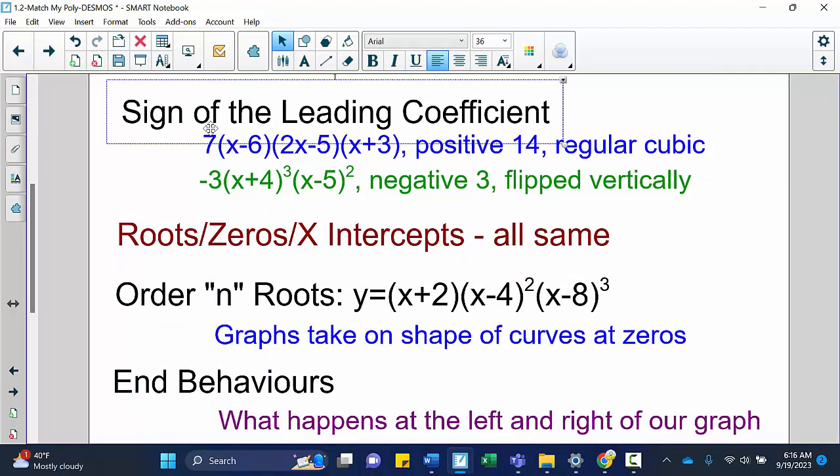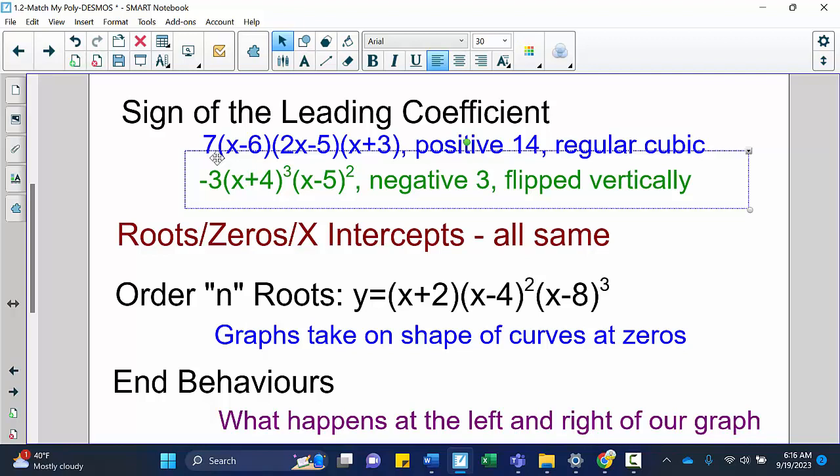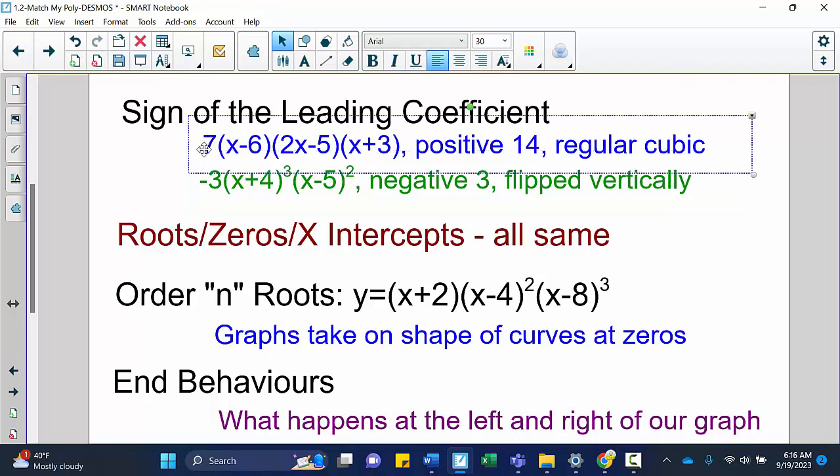We saw this quickly just in playing there. The sign of the leading coefficient is the number in front of the highest power of x, or my degree term. And so here, if I did multiply this out, you can probably see that I would end up with a positive 14 out front. My graph is going to be a regular cubic function like all the ones we just saw.